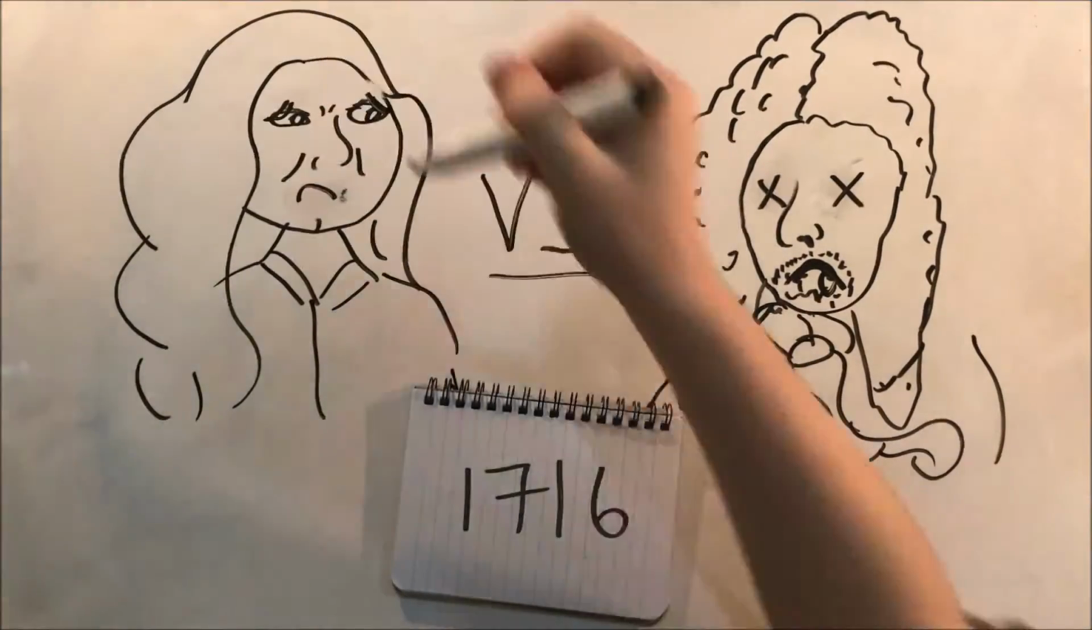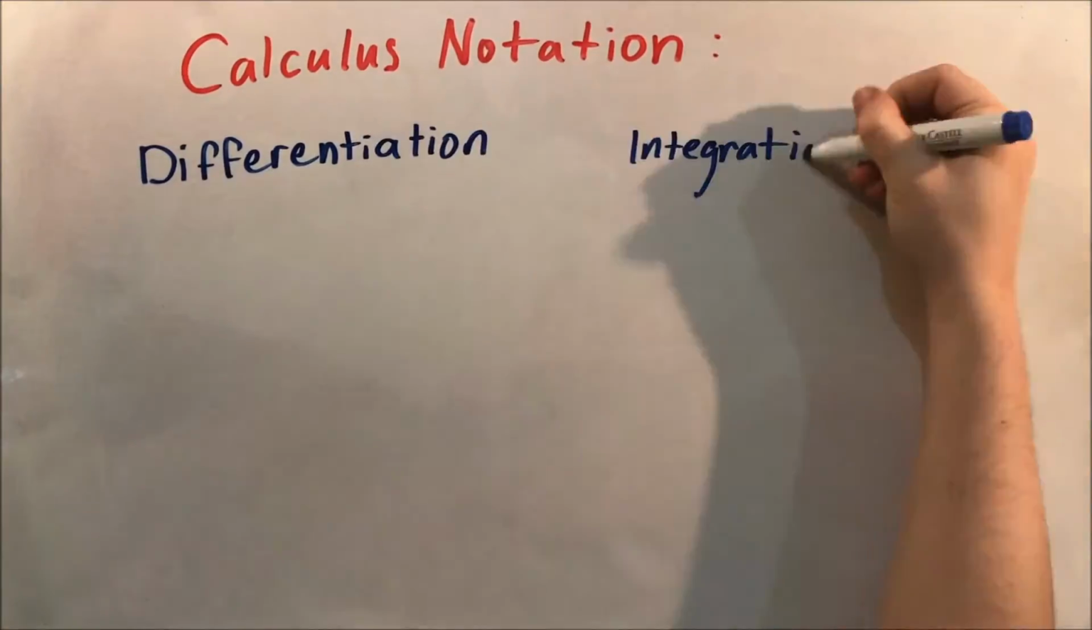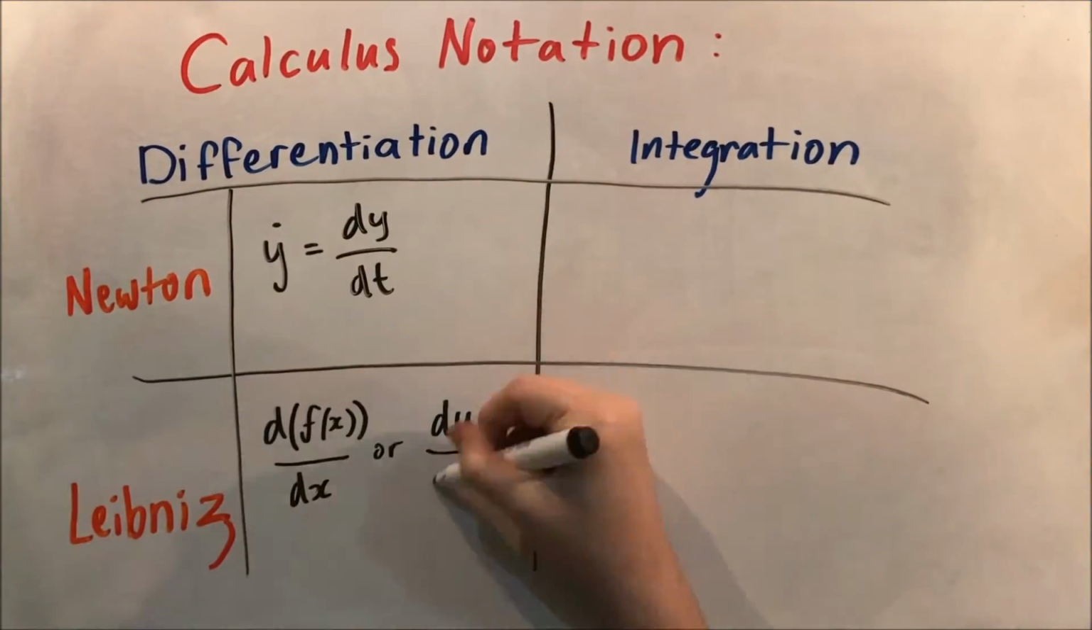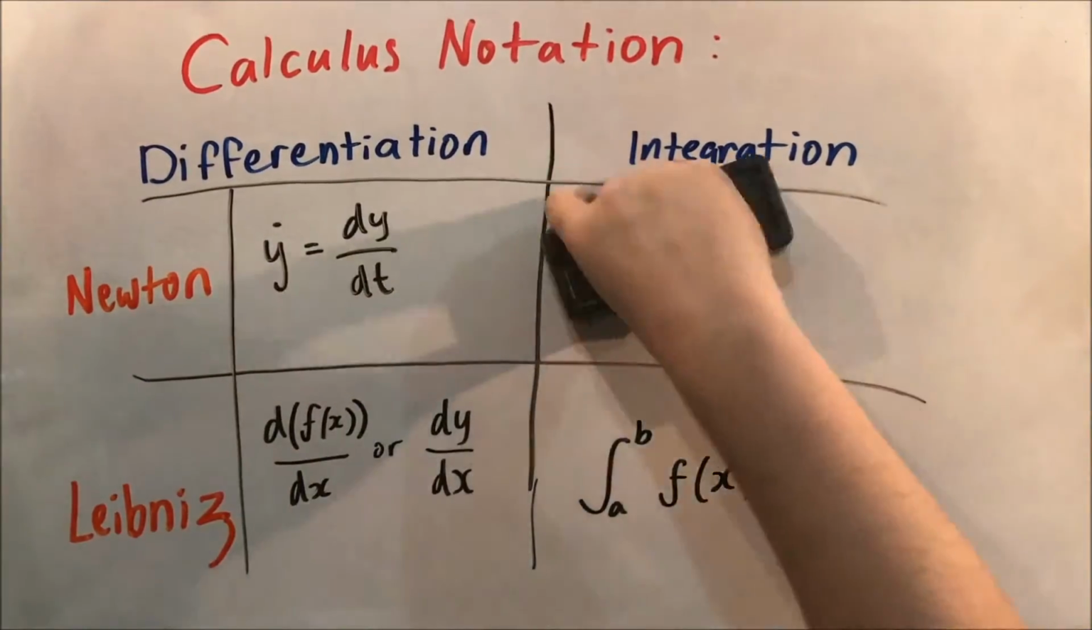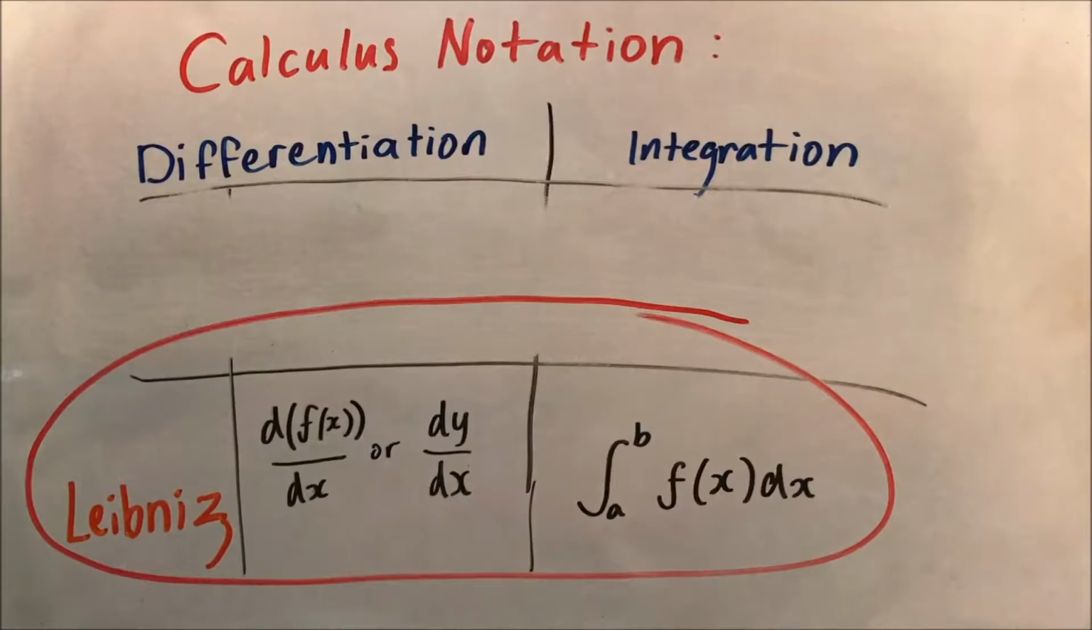Despite the victory over Leibniz in the debate, Newton's notation did not end up being used for differentials and integration, but rather it was Leibniz's notation of the extended S for integration and dy dx that are used to denote the respective concepts in calculus.